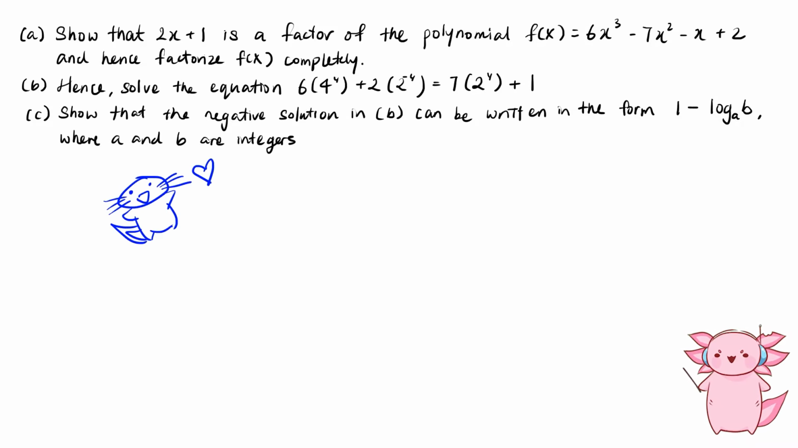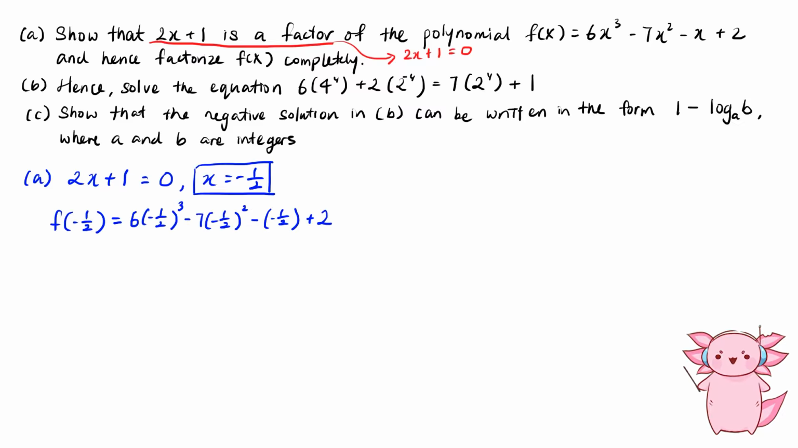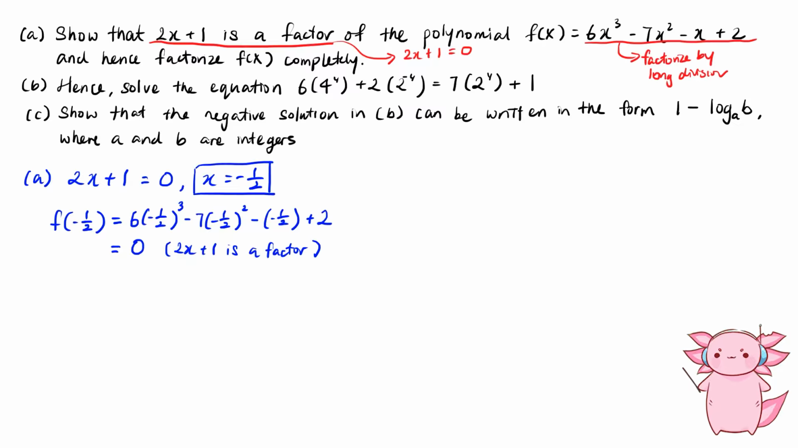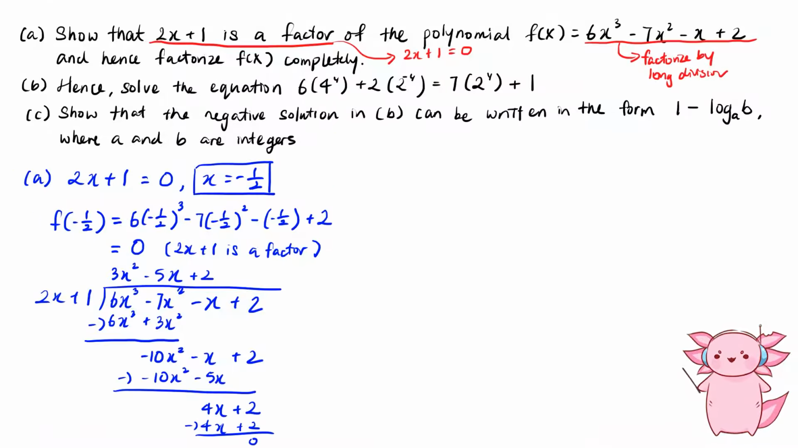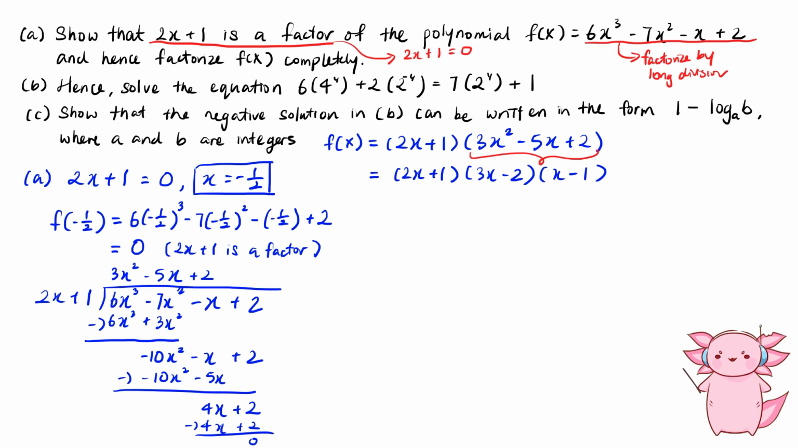I actually love this question over here because it's really creative. And the first part is pretty easy because to show that 2x plus 1 is a factor, we try to sub in x is equal to negative half into the polynomial and it works out to be 0. Since we know that 2x plus 1 is a factor, we factorize this polynomial here by doing long division, and we can get 2x plus 1 times 3x squared minus 5x plus 2, which we can further factorize this quadratic over here, and we get our final answer.